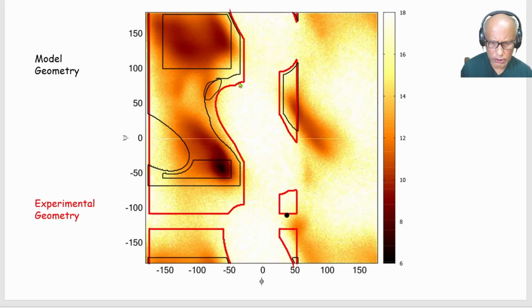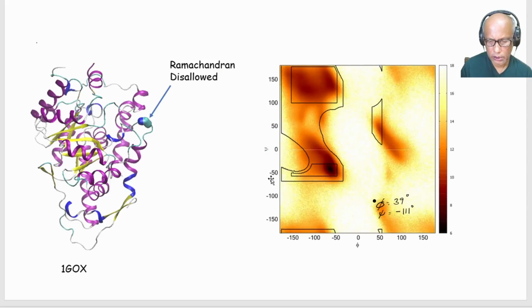Later on, we have seen that some of the other regions, for example, regions around this place, for example. People have worked out why these kinds of distortions happen. In almost all cases we find that the bond angles are a little bit twisted because of local strains, and then these conformations become allowed.